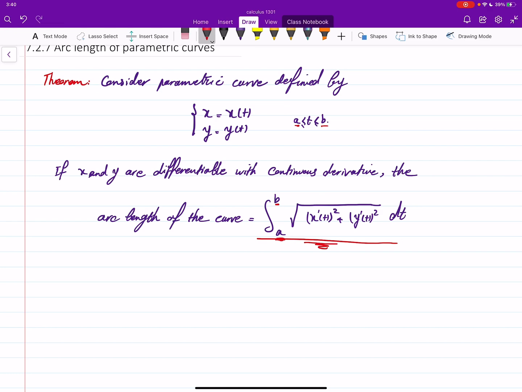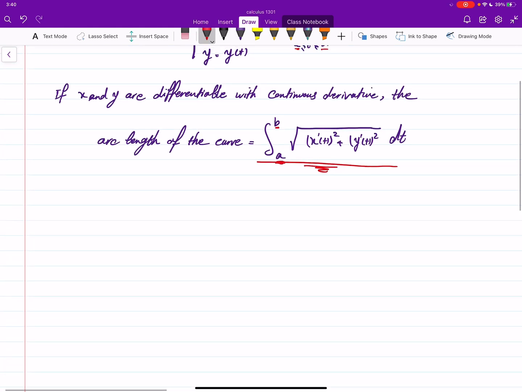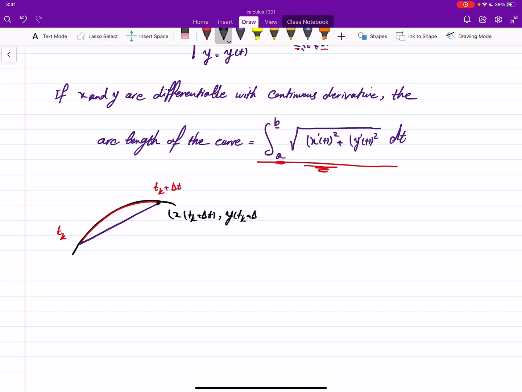Okay, so the reason, well, I'm not going to show the whole derivation of where this formula comes from, but the main part comes from this fact. If you have a curve, then you can divide it into small pieces. At some point there's a t_k, and then at t_k plus delta t there is another point. Instead of taking the whole curve between these two, I can consider the straight line connecting the two endpoints. Note that the point there is x at t_k plus delta t and y at t_k plus delta t, and at this point it is x at t_k and y at t_k.